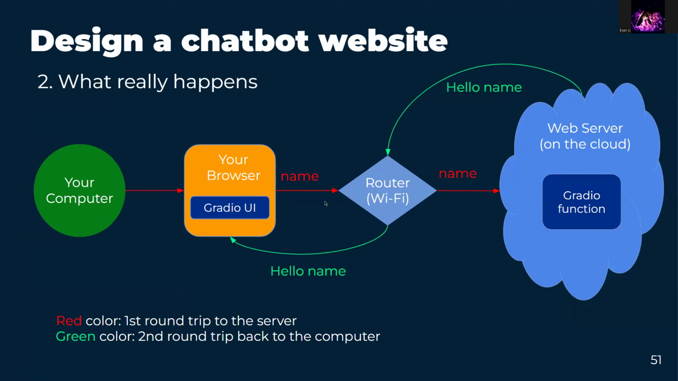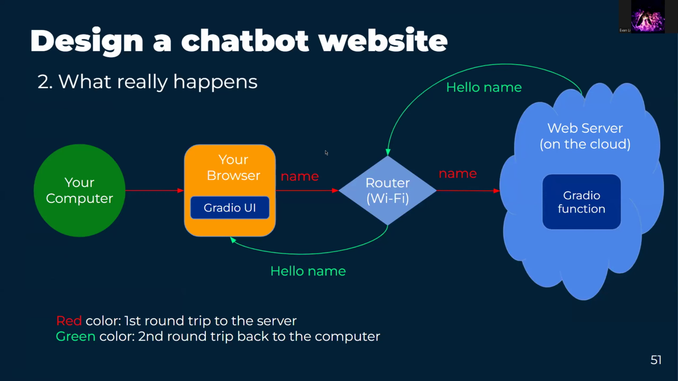So your computer, let's say you got the website, and now you have your Gradio UI. The UI is the user interface, basically what you see on the screen. Let's say you press the submit button with your name on it. It sends a name through the router. The router's job, if you want to look for it, is to go to this IP address, this web server. So it sends it there, and there's a Gradio function. Great. Then we send the name back with the hello. And now the Gradio UI has updated the output box with hello name.